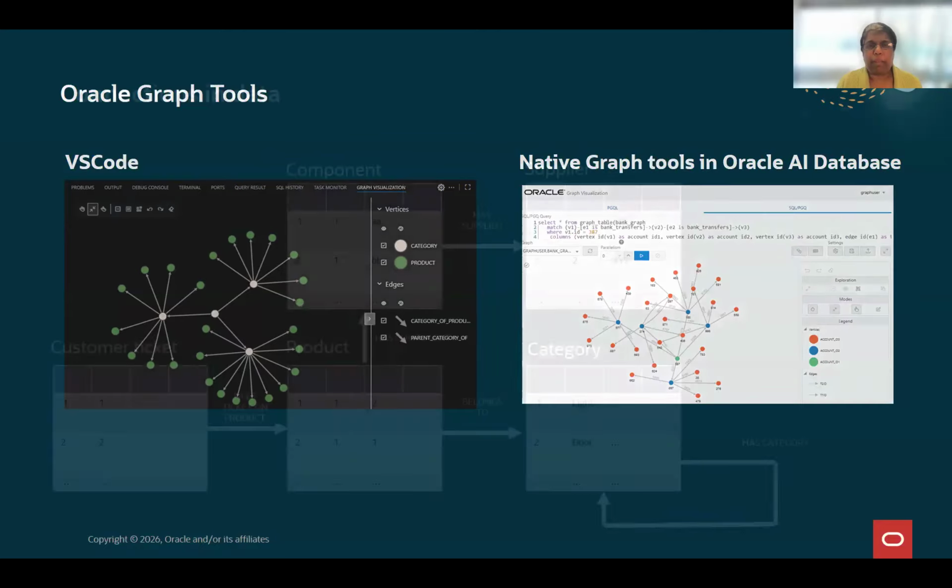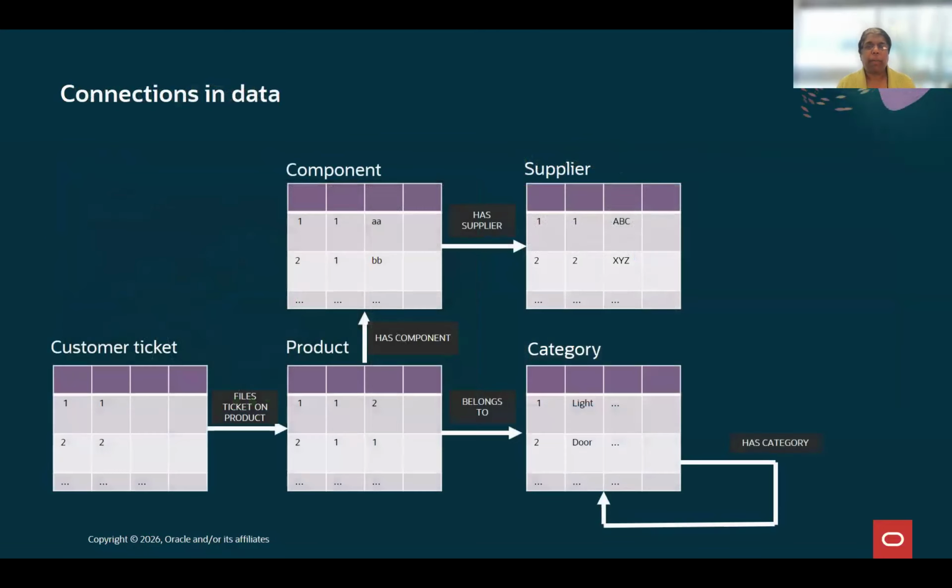I just have one more example, and then I'll turn it over to Phani. And maybe I'll pause for questions first. This is an example from one of our hands-on labs where we have more tables than in the bank example. Say a customer files a ticket on a product, the product belongs to a category, and the category has multiple categories. You can have a category having a subcategory and so on.